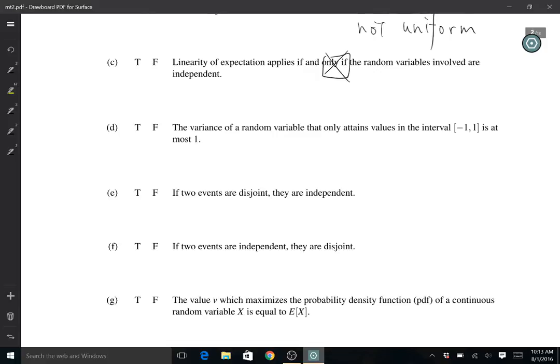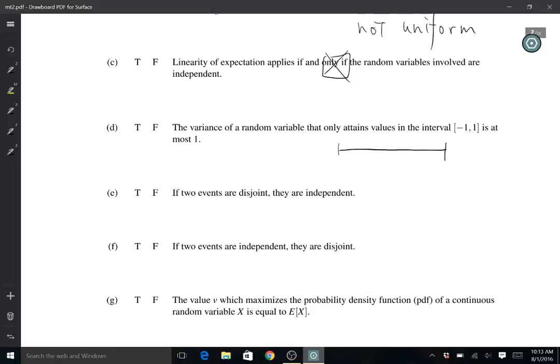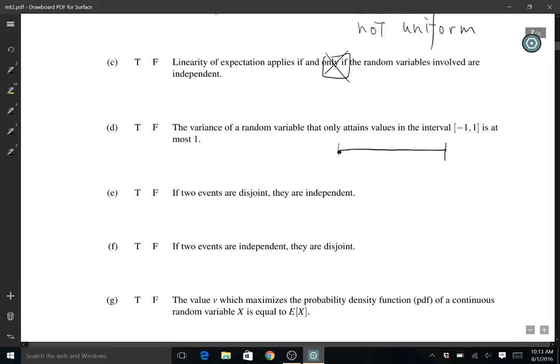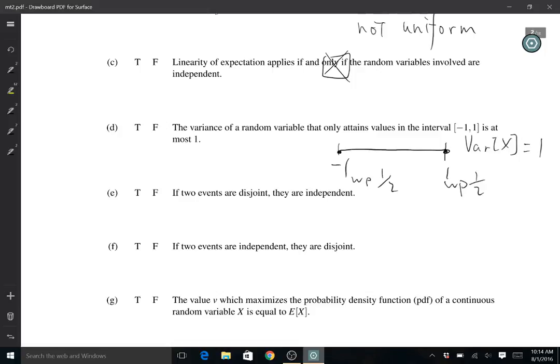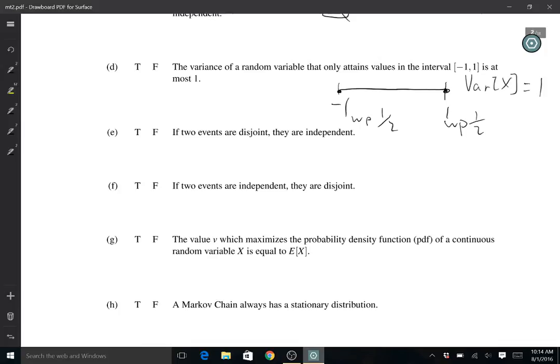Well, there's a more complicated proof, somewhat formal, but the intuition behind this is that variance is the largest when the random variable's values are most spread out, right? So most spread out in this case would be you take on 2 values, one at -1 and one at 1, each with probability a half. And at this time, the variance of X is equal to 1. So in each other case, the variance could be no greater than 1. Okay, for part E, if 2 events are disjoint, they're independent.